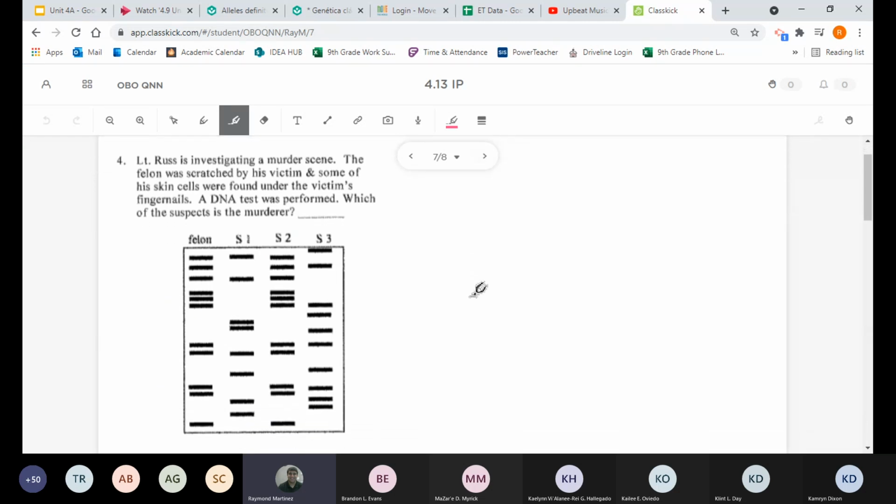Lieutenant Russ is investigating a murder scene. The felon was scratched by his victim, and some of his skin cells were found under the victim's fingernails. A DNA test was performed. Which of the suspects is the murderer? So we've got DNA evidence that was taken from underneath the nail bed of someone who scratched the perpetrator. We're trying to match then that DNA to the person who committed the crime.